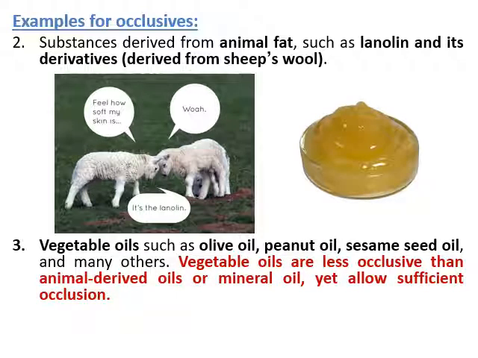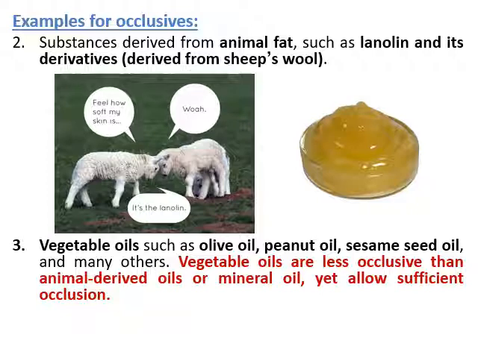The second example of occlusives are substances derived from animal fat. The first type is mineral-derived. The second type is animal-fat derived, like lanolin and its derivatives, which are derived from sheep's wool. The third example of occlusives are substances derived from vegetable oils, like olive oil, peanut oil, sesame seed oil, and other vegetable oils.